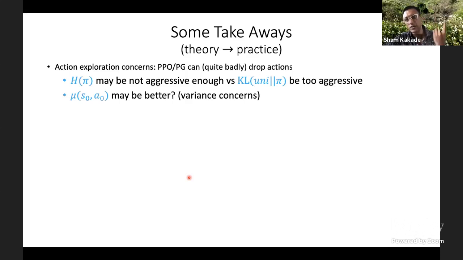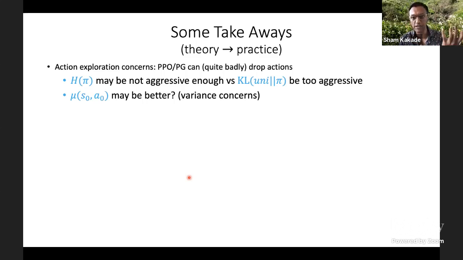In practice, we're completely botching the action exploration. I think Emma was more polite about this, but in real settings, if we look at Montezuma's Revenge and things like that, we're actually collapsing our action exploration quite badly. And my take for theory to practice is, looking at the theory, I do not think entropy is aggressive enough, and this is clear from experiments. And I'm not pushing KL. For theory, KL is great, but I think KL is a little too aggressive.